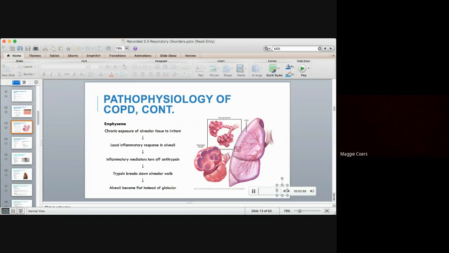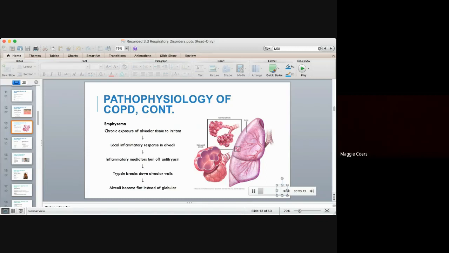So with emphysema, as we said, the first step is the same. You have chronic exposure of the alveolar sacs to an irritant. But that irritant triggers an inflammatory response in the alveoli, just like it did in the bronchial, except here in the alveoli, it has a slightly different impact.